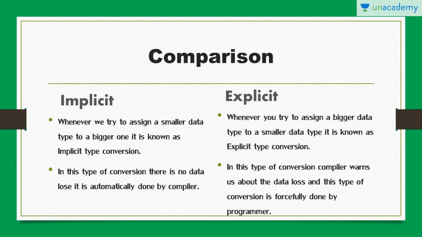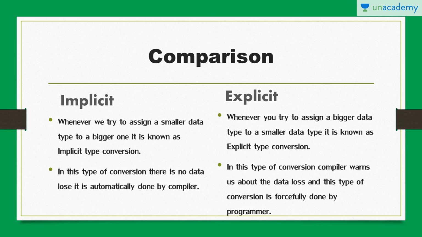And whenever we try to assign a bigger data type to a smaller data type, it is known as explicit conversion. It means that if I am trying to convert int to a byte, then it is known as explicit conversion. Okay, because int is a higher data type and byte is a smaller data type.